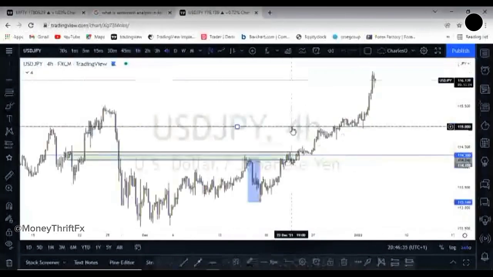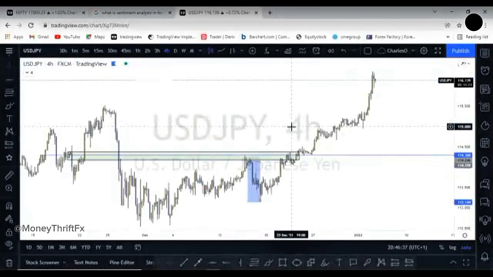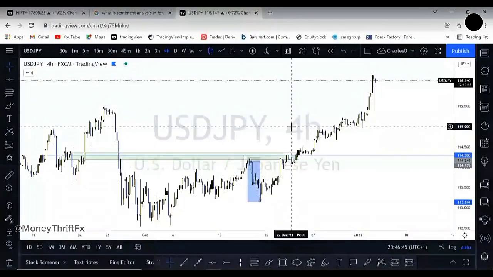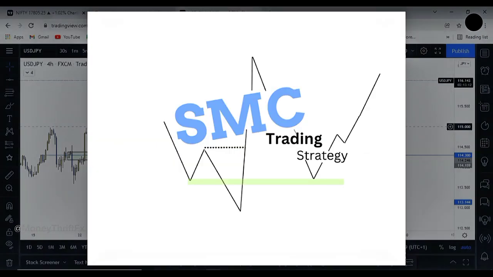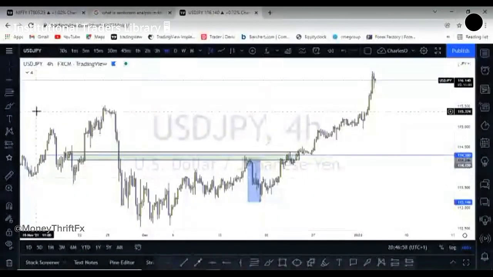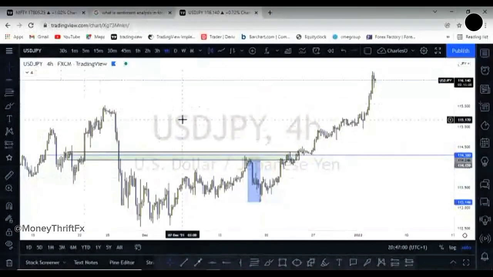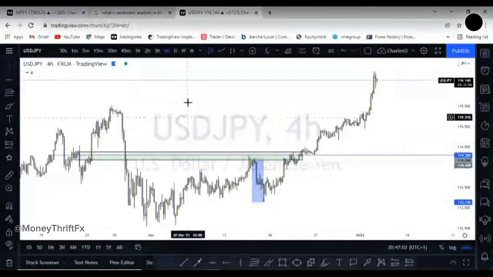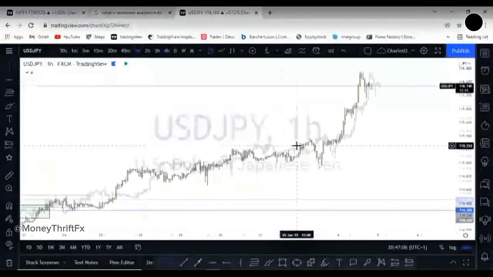So how does sentimental analysis work? These guys, they majorly use indicators, right? They're majorly indicator traders. So they're trying to determine the volume of buyers and sellers in the market. So when they come and say that, okay, this particular asset, depending on the particular asset you're looking at, for example in this USD JPY, some persons just come and say, okay, based on what price is doing today, which persons have the momentum more? Is it the buyers or is it the sellers?